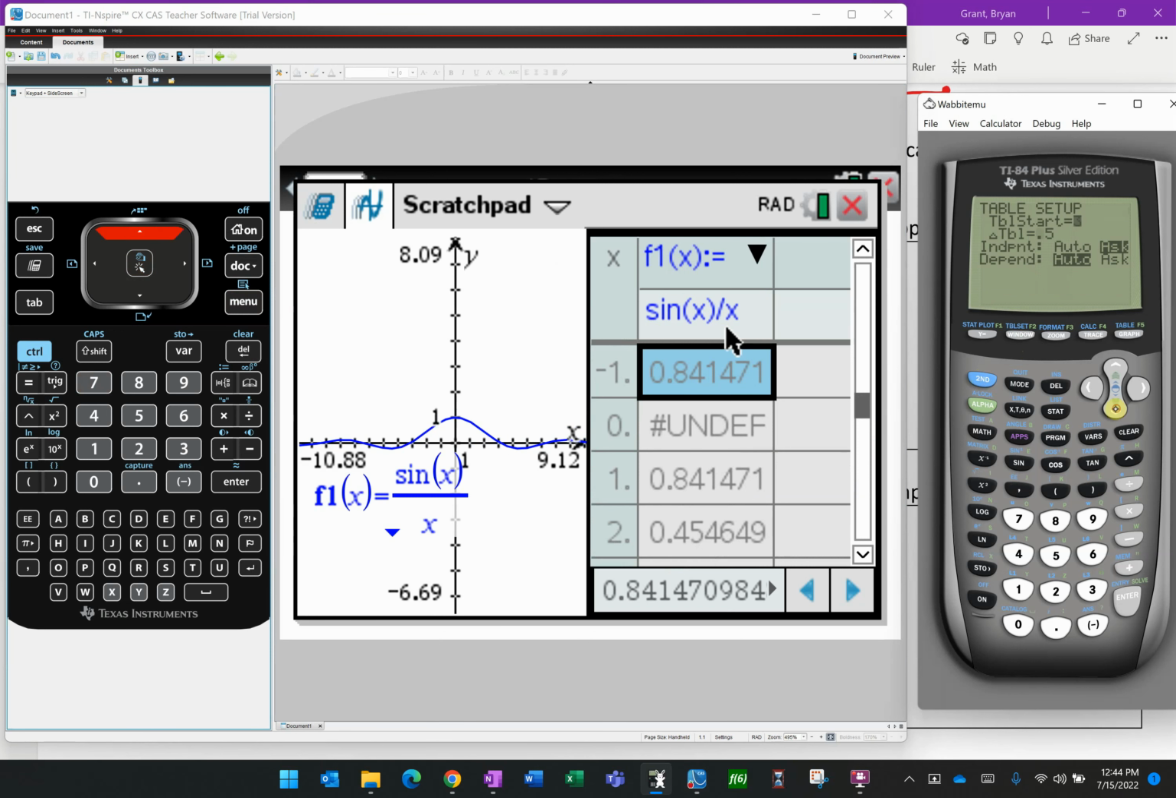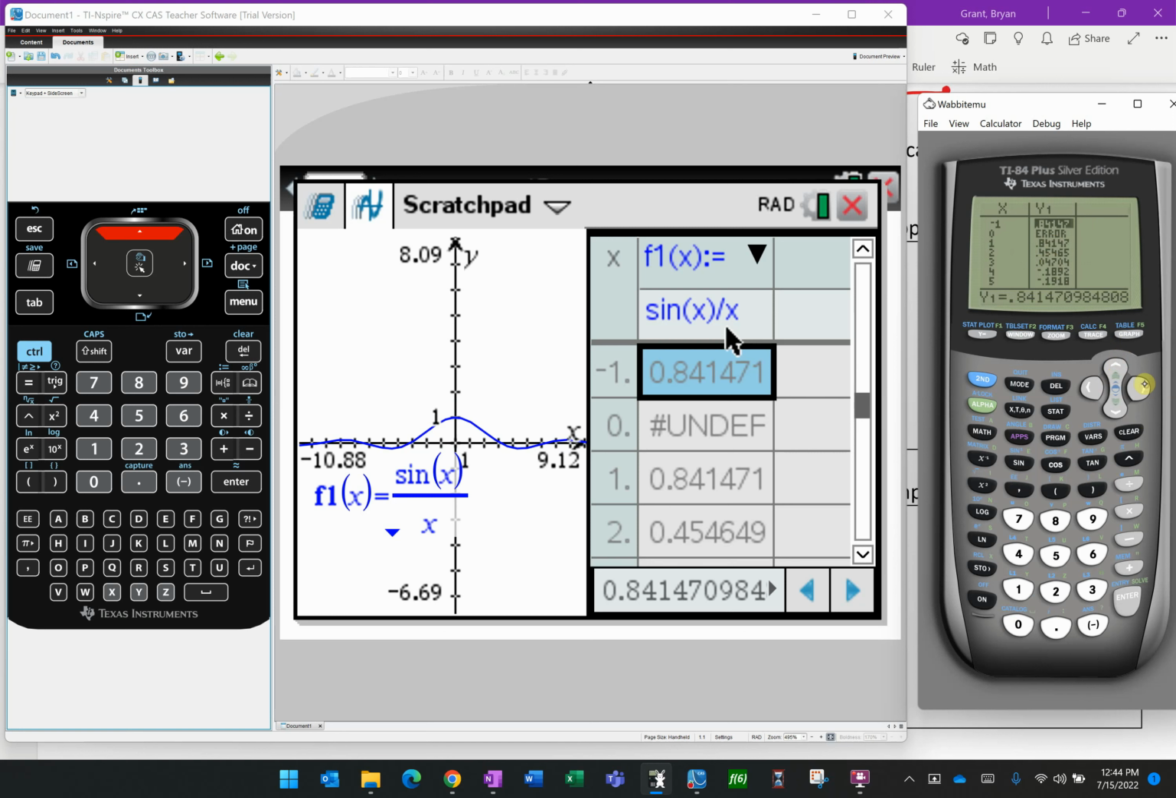Okay, and I want it to be auto for both of these, independent and dependent. We'll talk about what those are shortly. And I want my change in my table to go up by 1s, and we'll have it start at 0. So it starts at 0, goes up and down by 1s, auto for both of those. Now I'm going to go back to second table, and we'll see everything here. They look just about the same.